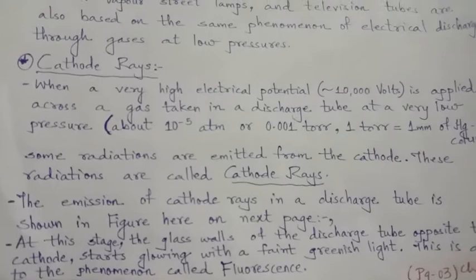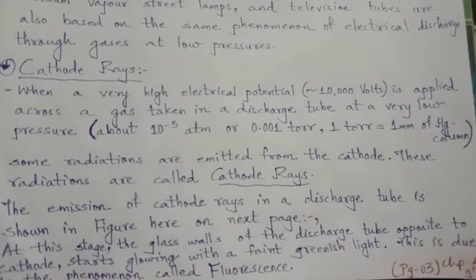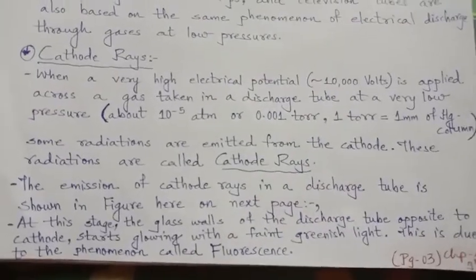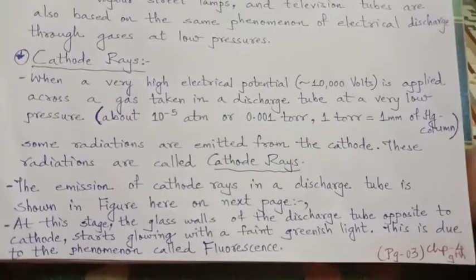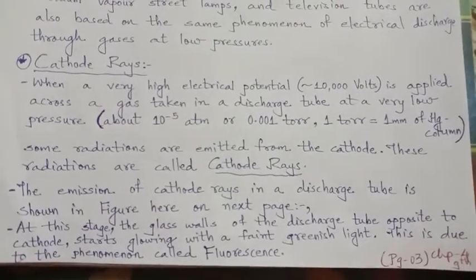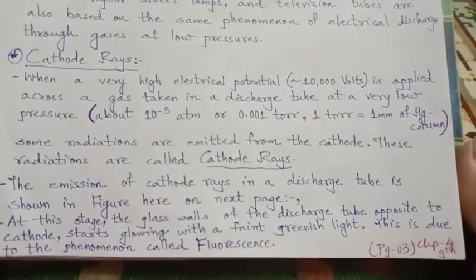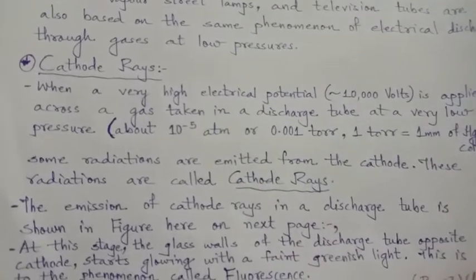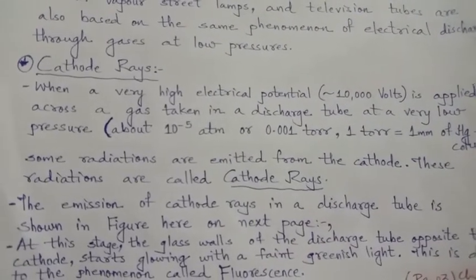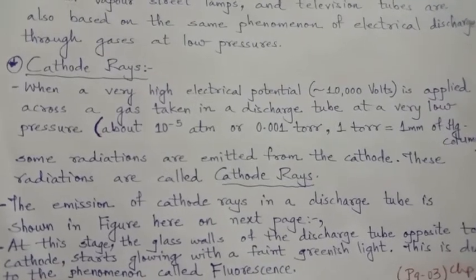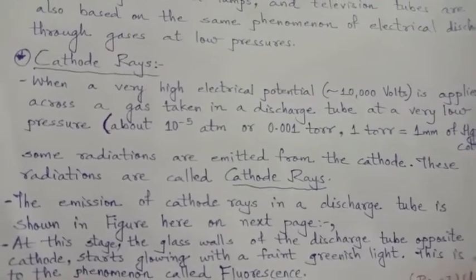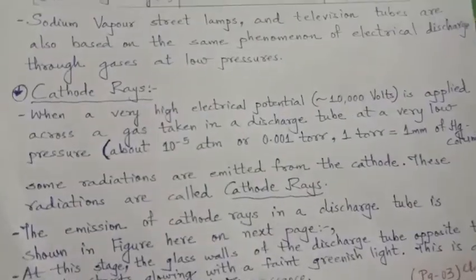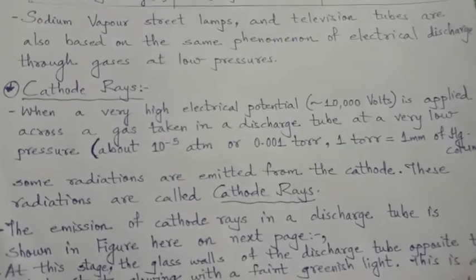Right? In the previous videos, we have discussed 10 raised to minus 5, 10 raised to minus 3, 10 raised to minus 2. So, about 10 raised to minus 5 atmospheric pressure, or you can say 0.001 torr, which is equal to 1 millimeter of mercury column, Hg. These are the units, atmosphere, torr, mm Hg, the units of measurement of atmospheric pressure. So at this low pressure and nearly 10,000 volts electrical potential, the rays are possible.